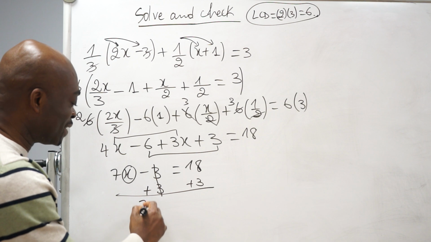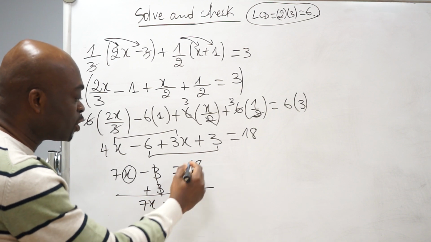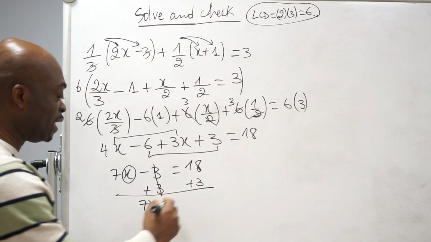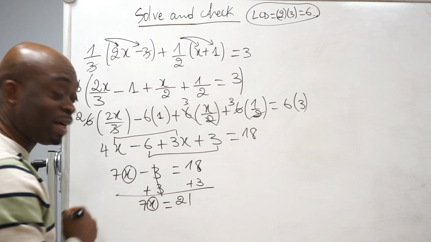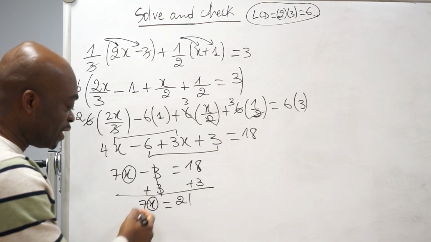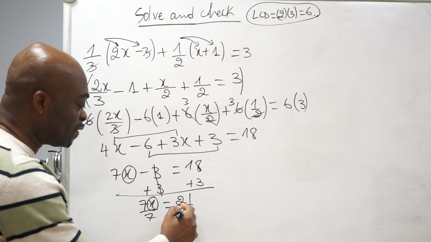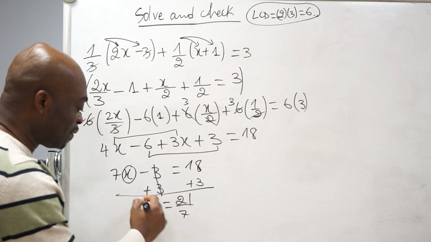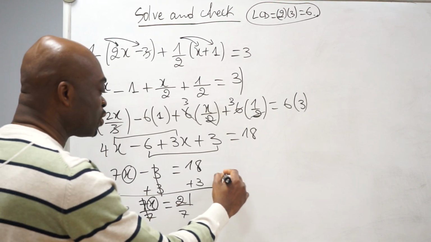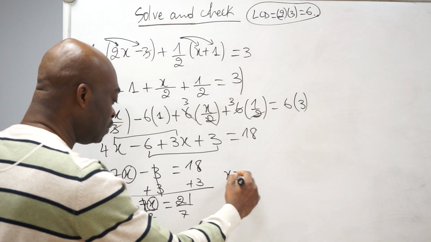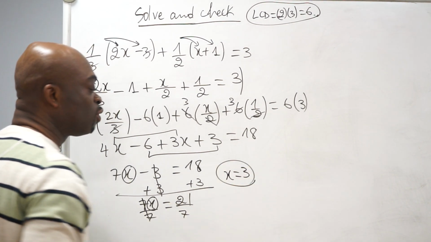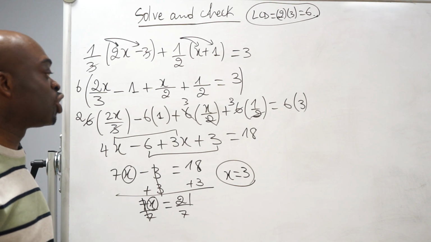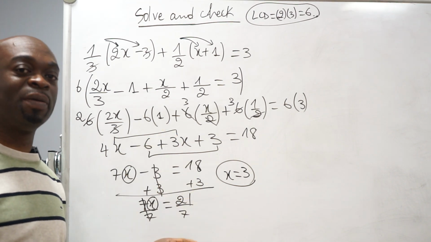Okay? And then we have 7x equals to what? 18 plus 3 is going to give us 21. And then because we're solving for x, which is our target, what do we need to do? We need to get rid of 7 by dividing by 7 both sides. And then we end up with x equals to 21 divided by 7 is 3. So x equals to 3. All right? So we just finished solving the problem.